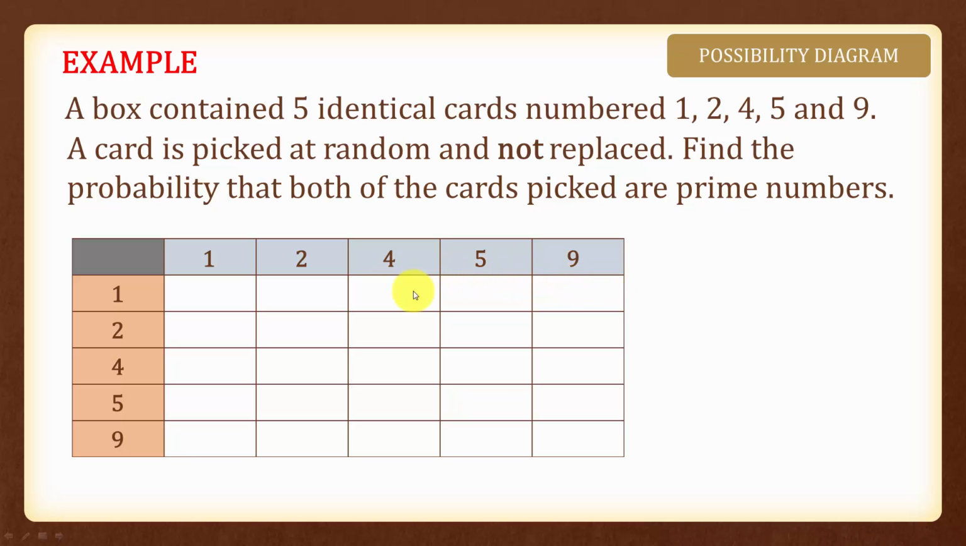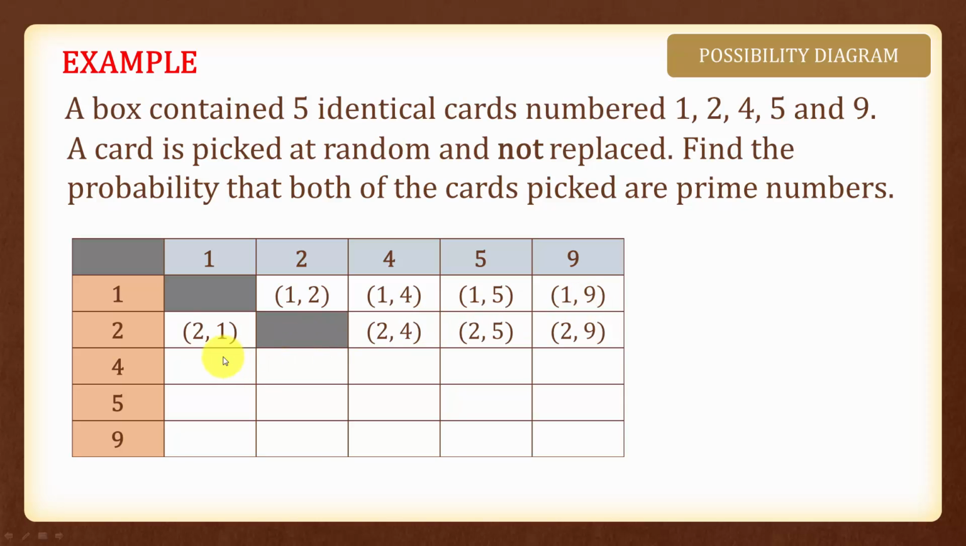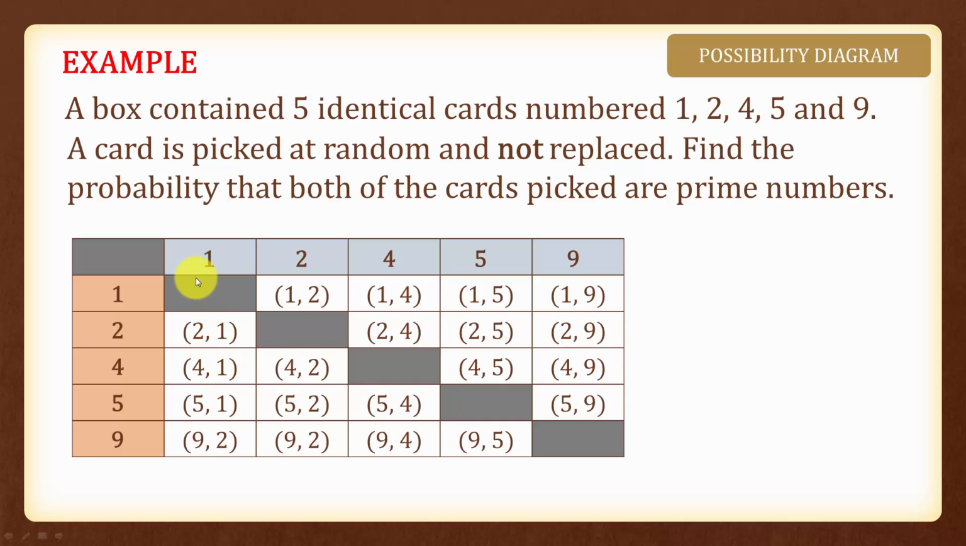The sample space here means that the first card is 1 and the second card is a 2. The first card is a 1 and the second card is a 9, and so on. Now you notice that this diagonal space here is empty because it is not possible to pick a 1, 1 as the cards are not replaced. So let's look at this sample space here and see when we have both numbers being prime numbers.